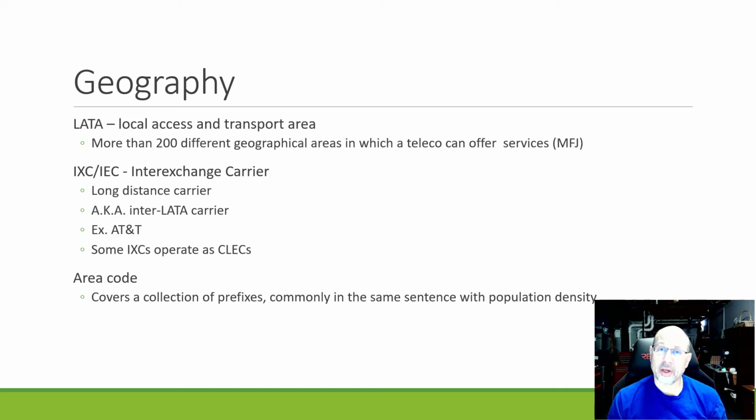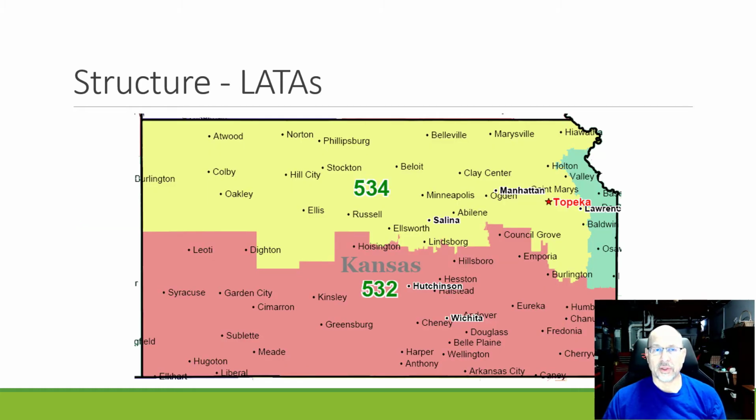Now, an area code is a prefix that we prepend to a phone number. And an area code is also geographically oriented, but it's much more based on population because there are only so many numbers that can be run from one particular area code. So this is an example.